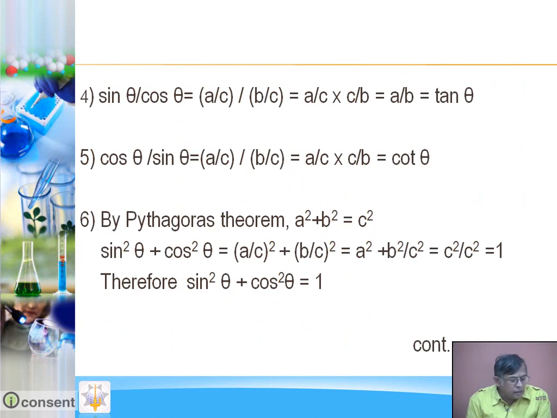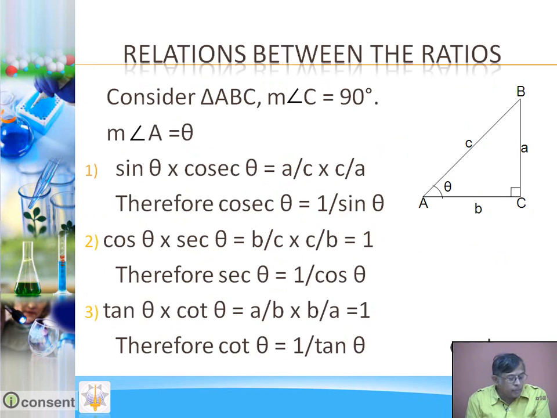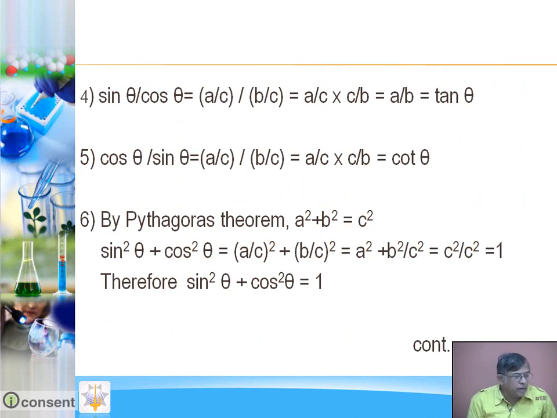Now see that sin theta upon cos theta. Here sin theta is opposite side upon hypotenuse, means A upon C, and upon cos theta, that is B upon C. So A upon C multiplied by the reciprocal of this, that is C upon B, gives us A upon B. So we got one more relation, tan theta is equal to sin theta upon cos theta. Similarly, cot theta is equal to cos theta upon sin theta.